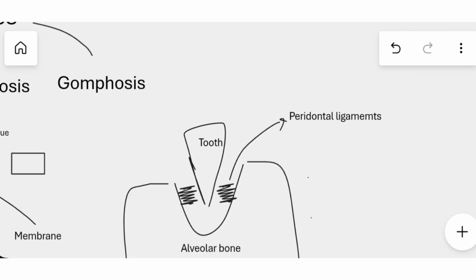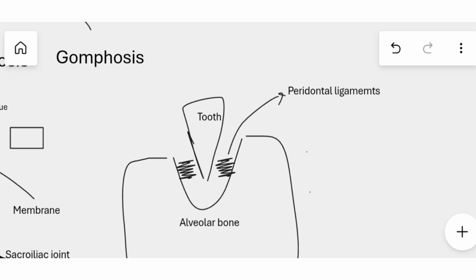Next is gomphosis. So gomphosis, it is a joint in your gums. So it is between the alveolar bone and your tooth, right? And this time also between the bone and the tooth there is a tissue, but that fibrous tissue is replaced by the periodontal ligaments, right? In syndesmosis there were two bones, right? But this time there's a bone and a tooth, right? So that is why it is not similar to syndesmosis, rather it is a special type, gomphosis, right?